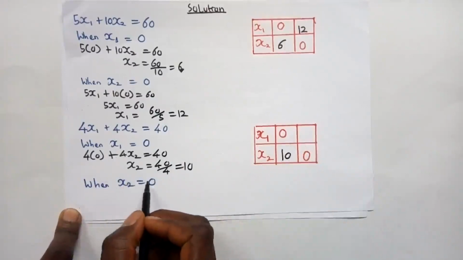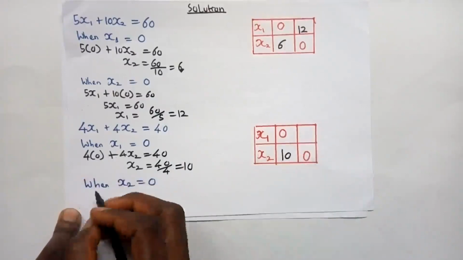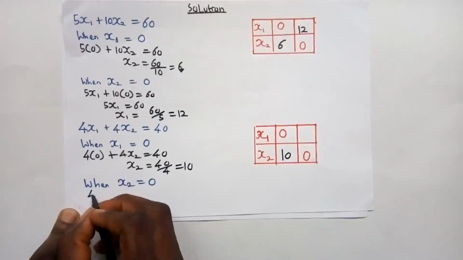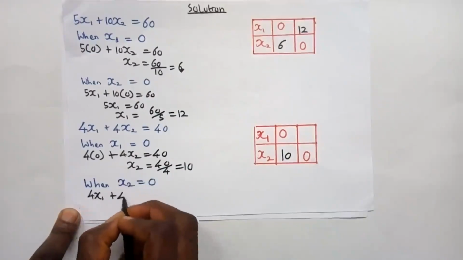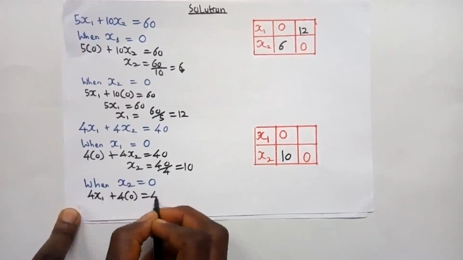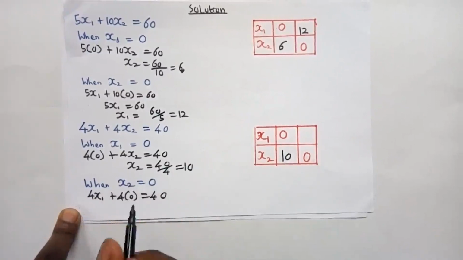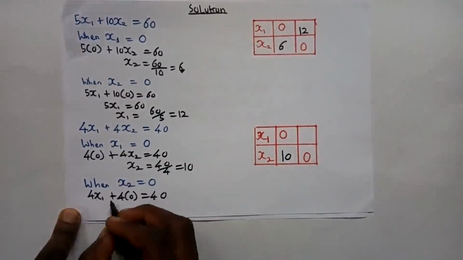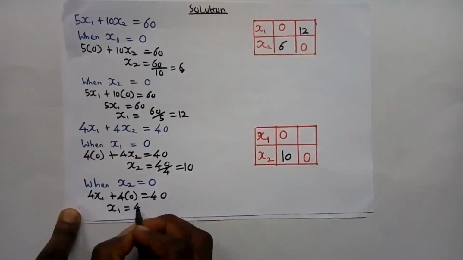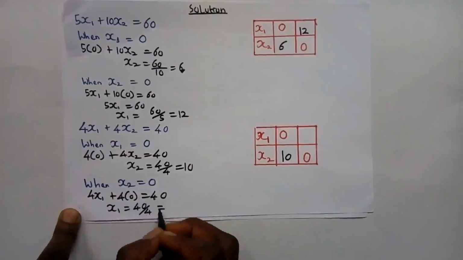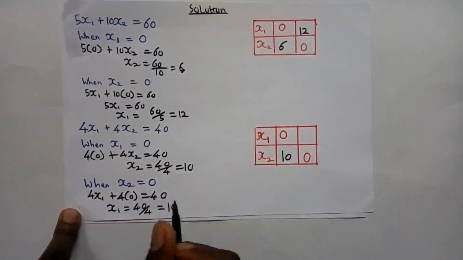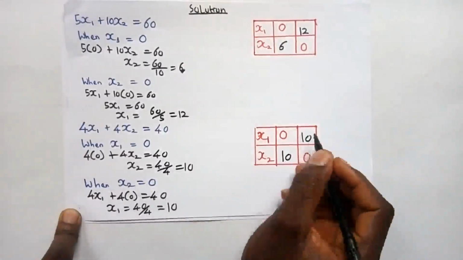Similarly, when S2 is equal to 0, we want to find S1. So 4S1 plus 4 multiplied by 0 is equal to 40. So 4 multiplied by 0 gives us 0. 4S1 is equal to 40. So S1 is equal to 40 divided by 4. 40 divided by 4 gives us what? 10. So when S2 is equal to 0, S1 is equal to 10.